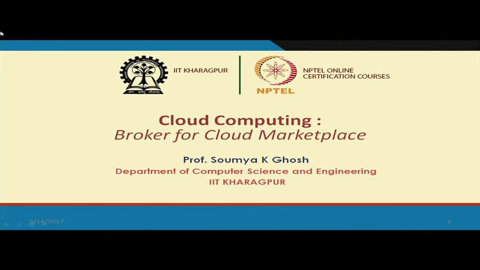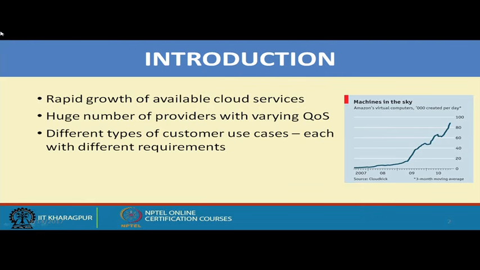So, what we look at is that there are a number of providers available, and there are several customers. So, it is a marketplace. So, how to select? If we see, there is a rapid growth in available cloud services, right. There are several service providers, and a huge number of providers with varying quality of services. Different providers have different quality of services and types of things.